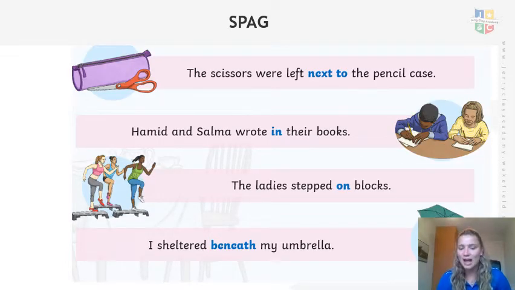So let's have a look at how we could put them into some sentences. I've just given you a few verbally, but we can put some more. And obviously, if there are some more prepositions here, you might want to put these onto your prepositions as well. The scissors were left next to the pencil case, because that's where the scissors are. Hamid and Salma wrote in their books. The lady stepped on blocks and I sheltered beneath my umbrella. Obviously that was a new one, beneath, that's saying you were underneath.